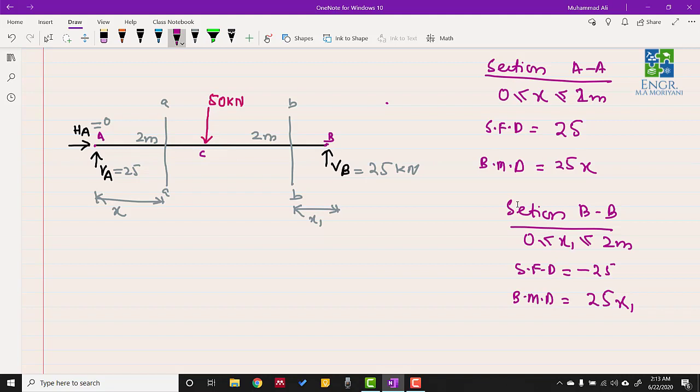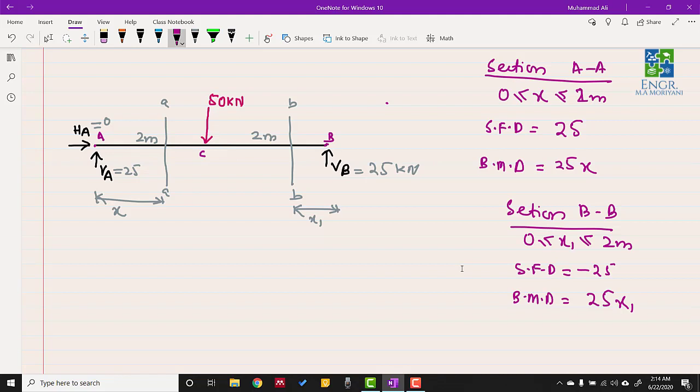So this will be 25 into x1, and this will generate an anti-clockwise moment, as you can see. But from the sign convention, we know that if we are taking the right portion of the beam, anti-clockwise moments are considered to be generating the positive bending moment. So we will be considering this positive again. Now we have got the equations for the whole length of the beam, so we can safely find the shear force and bending moment diagram for the whole length of the beam.